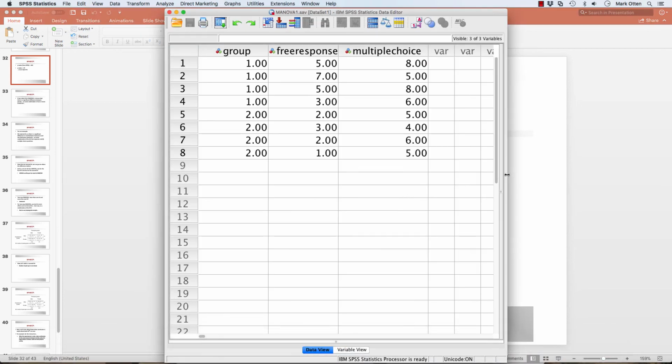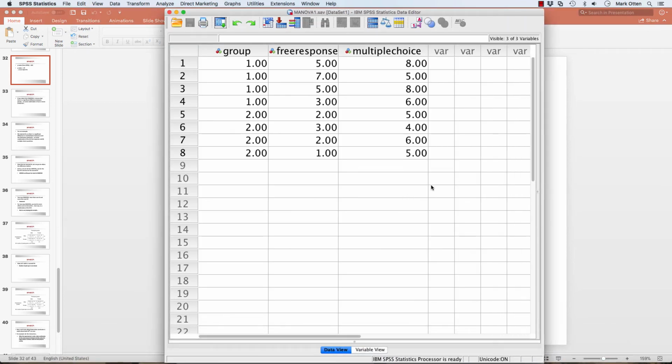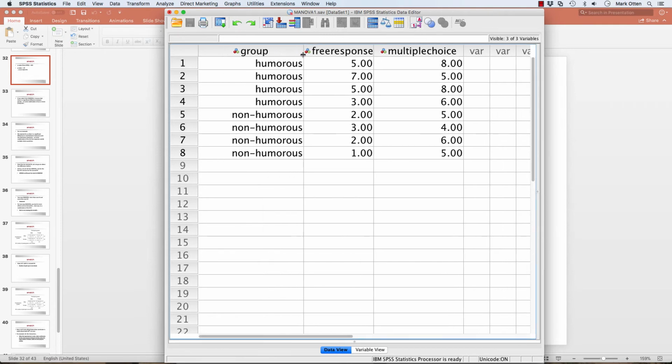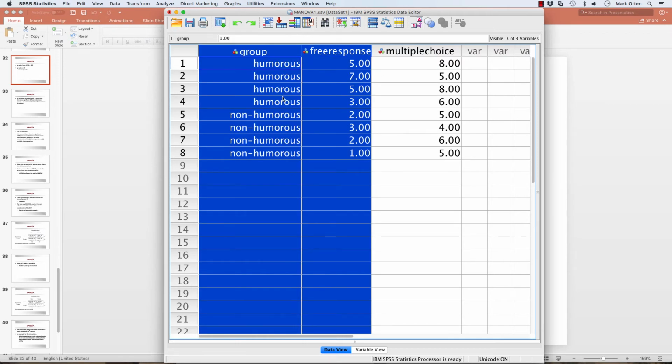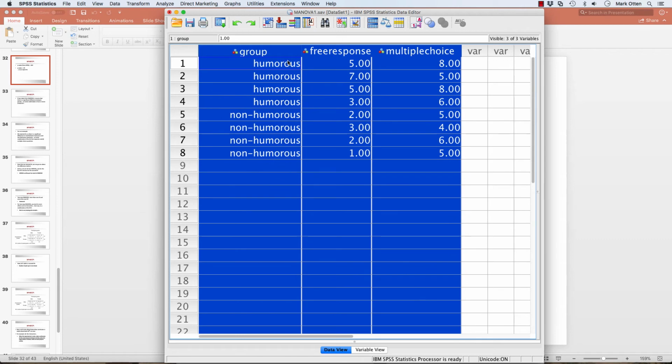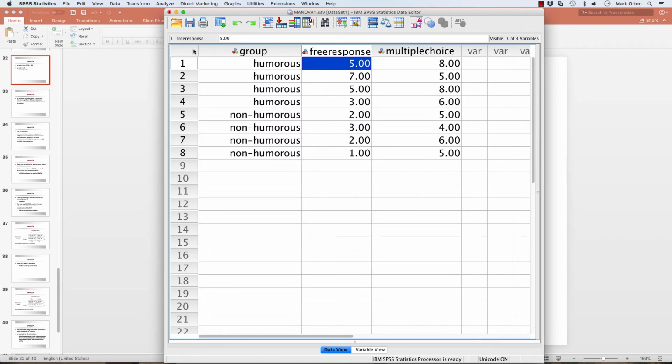Here is your data entered. Basically, you just code it like an Anova here with humorous and non-humorous as your two groups, 1 and 2, and then just enter in your second DV. If you're doing an Anova and then you want to add in a second DV, you just add it in on the column to the right there. So we have free response. Here we could just do an Anova if we wanted, but then we're adding in the second DV, and we can go ahead and run that Manova.